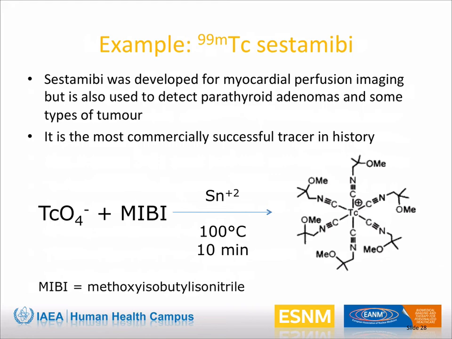Reducing agent, reducing technetium, binding to 6 MIBI molecules, methoxyisobutyl isonitrile. This requires heat and some time, 10 minutes in a boiling water bath generally, and we end up with this complex where the technetium atom is hidden in the middle with 6 of the lipophilic MIBI moieties coordinated around it.